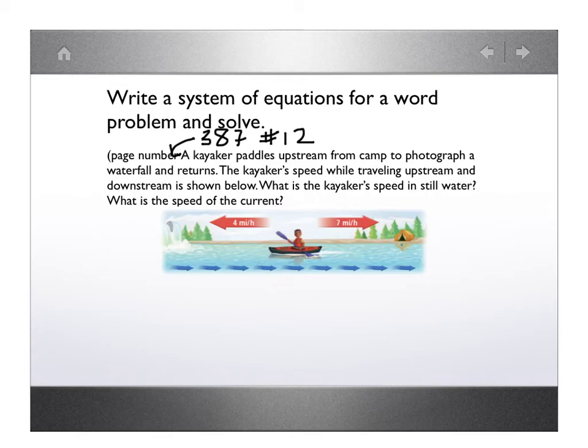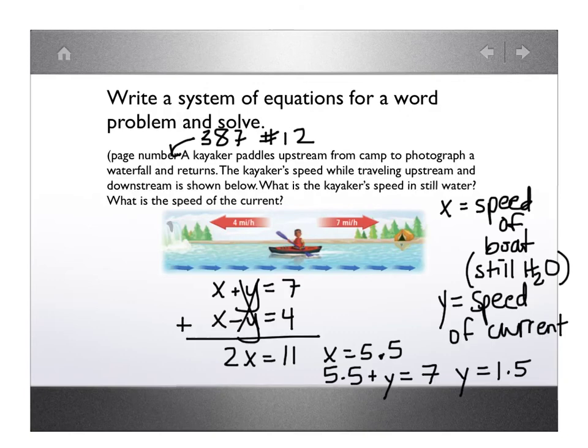And all of these will be listed in the post for the homework as well, to help you prepare for actually watching the video, doing the problems ahead of time, preferably. Anyway, a kayaker paddles upstream from camp to photograph a waterfall, and then he returns. The kayaker's speed while traveling upstream and downstream is shown below. What is the kayaker's speed in still water, and what is the speed of the current? Define some variables, write some equations, and solve me the system. I'm going to do the same thing, so I'll pause it and write it out, and then we'll take a look at it together.